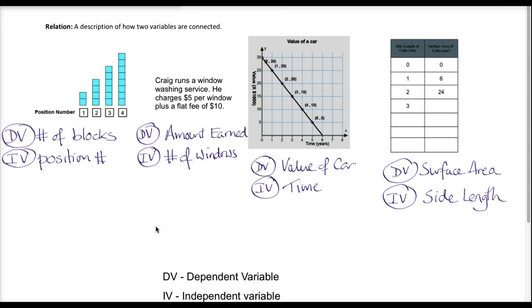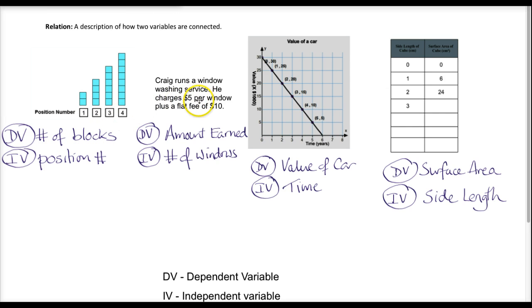So here we are with the Smartboard lesson, and we've got different ways of representing these relations. Here we have a diagram, or picture. That's one way of representing the relation. Here we've got words, here we have a graph, and here we have a table of values. We started off by looking at which is the dependent and independent variable. In this example, the number of blocks depends on the position number, so the number of blocks would be dependent.